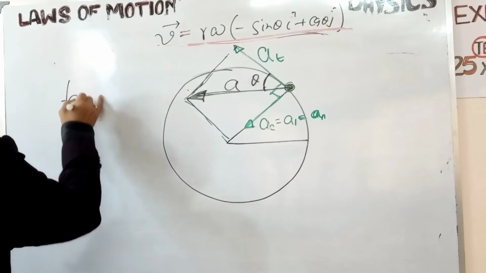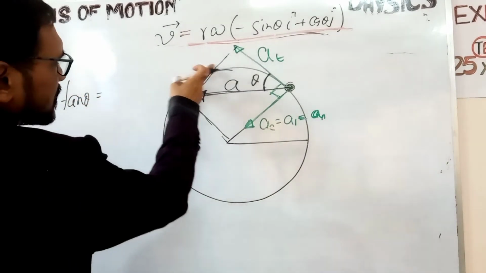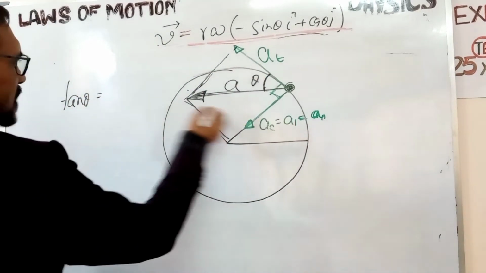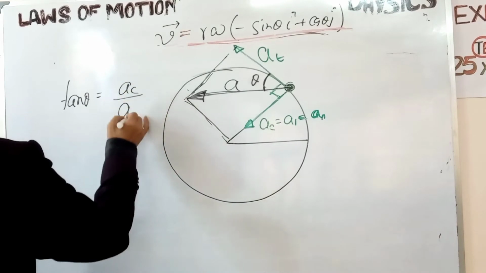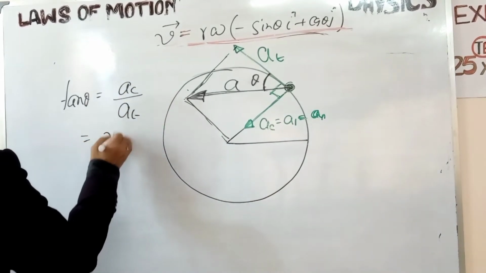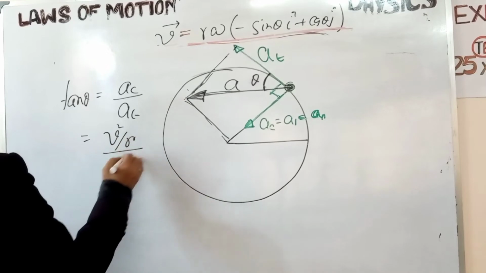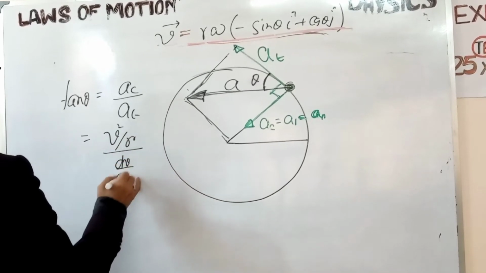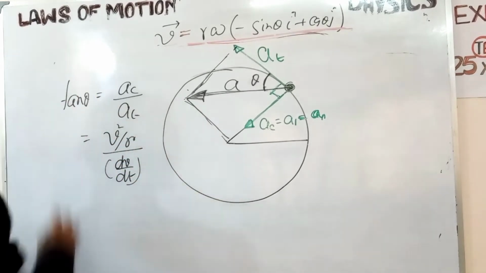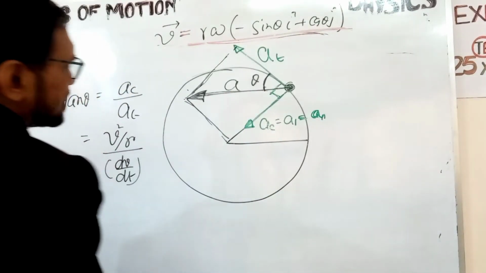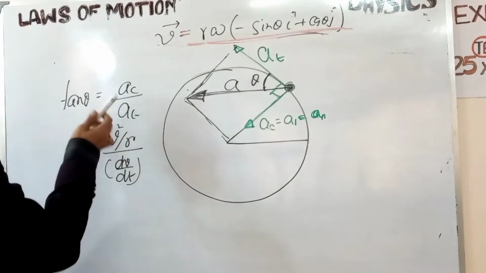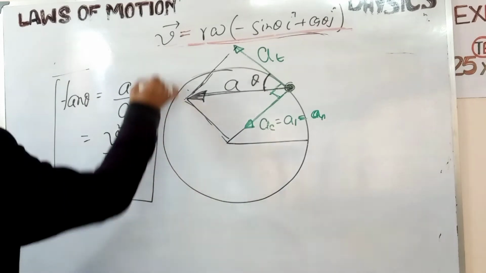Tan theta equals perpendicular by base. Tan theta equals perpendicular, which is AC, by AT, where AC equals V square by R, and AT equals dV by dt. So that's how we get the angle. If you are asked to find the angle theta, then we get this formula: tan theta equals this.